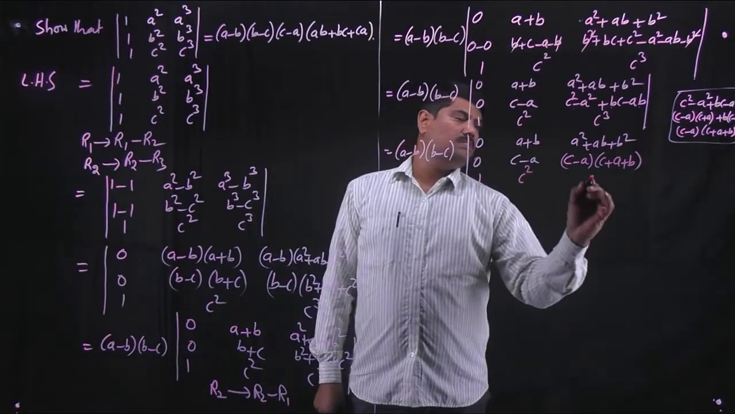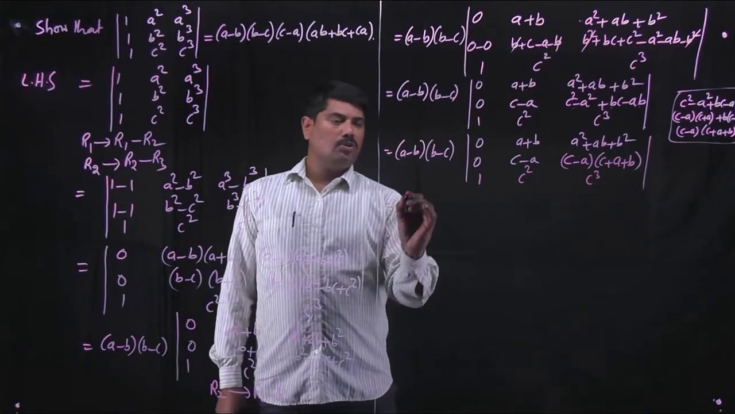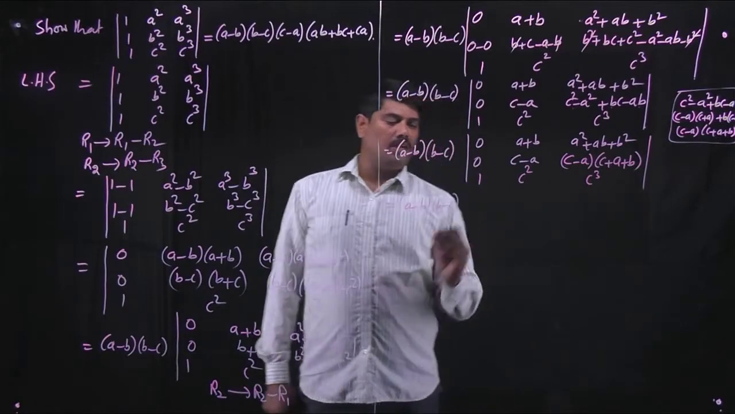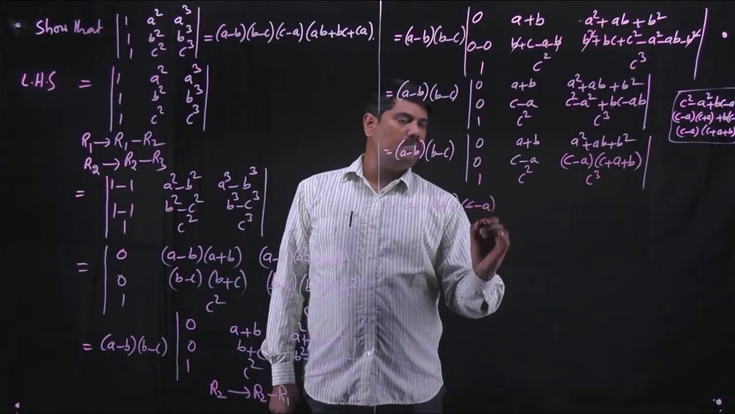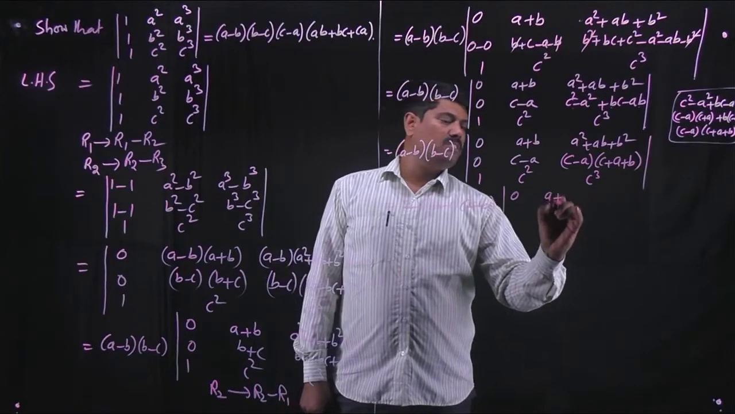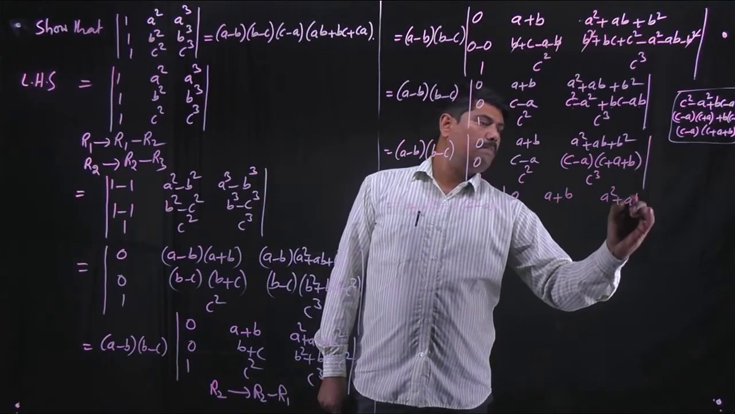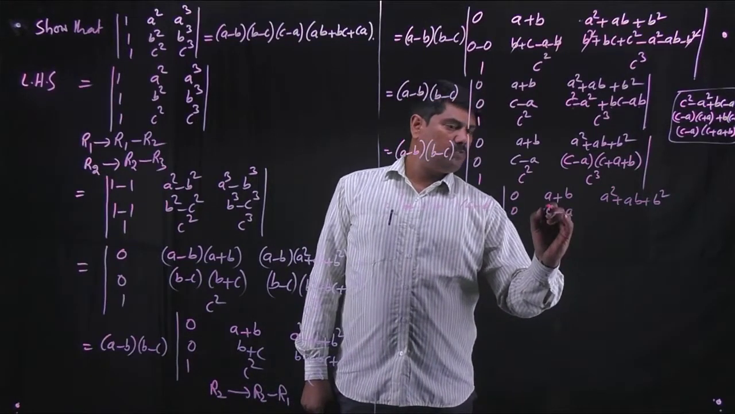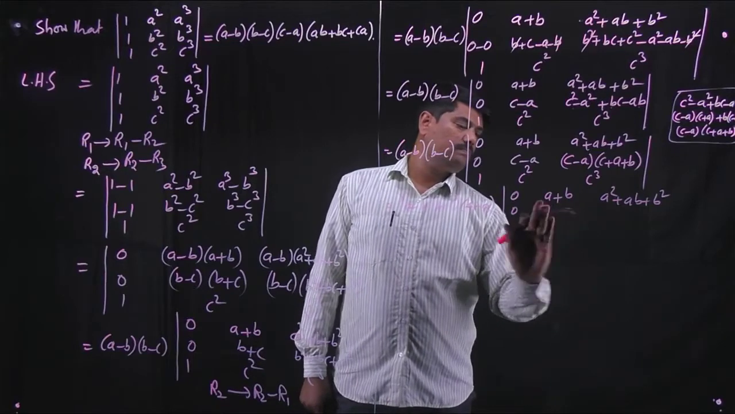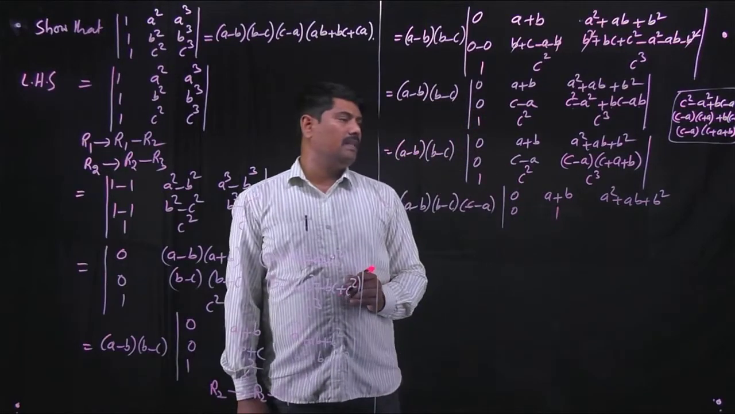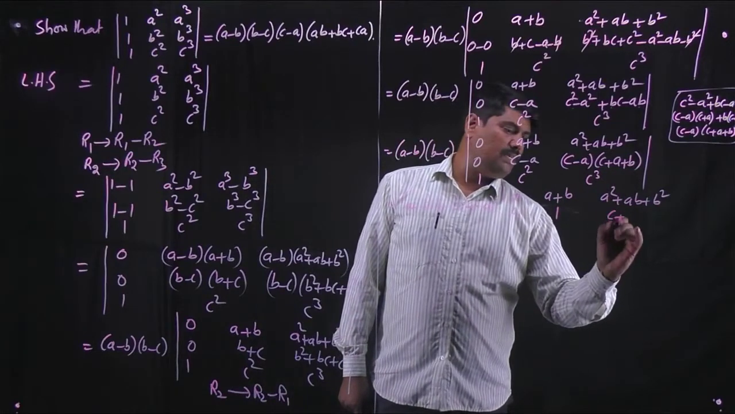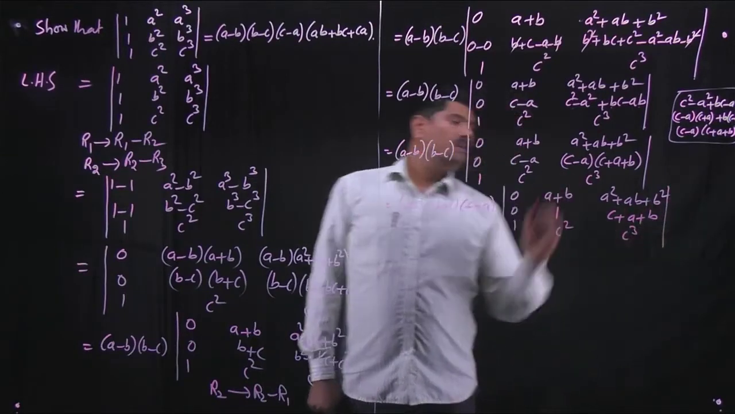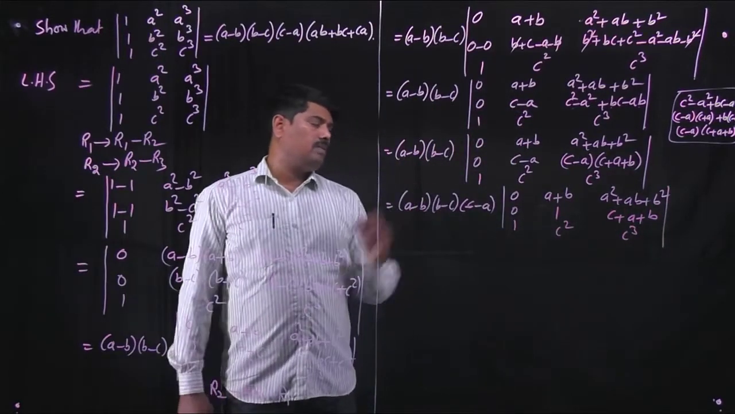Third row remains the same, 1, C square, C cube. In the next step, you can observe C minus A is a common factor in the second row. So C minus A will be separated from the second row, and the remaining determinant is: 0, A plus B, A square plus AB plus B square; 0, C minus A, which becomes 1; 1, C plus A plus B; and the third row remains the same, 1, C square, C cube.